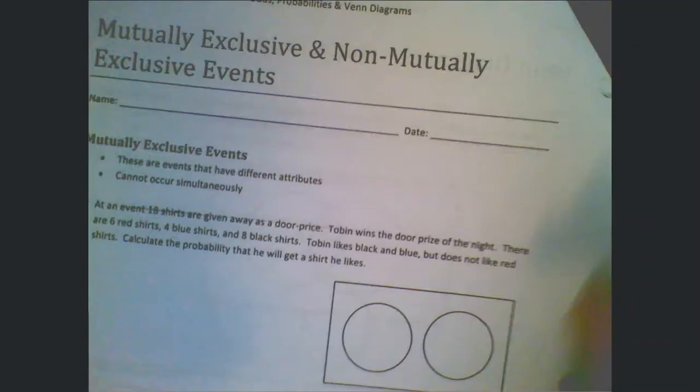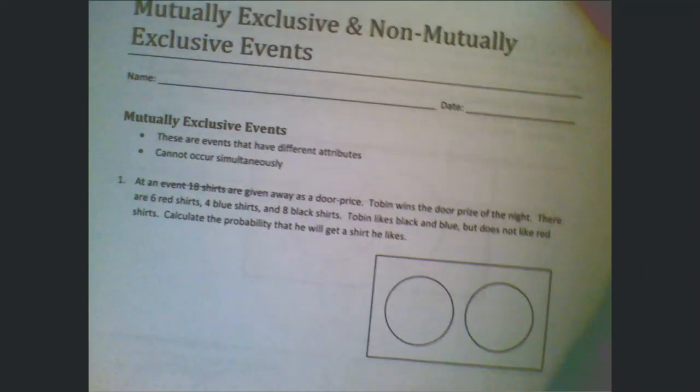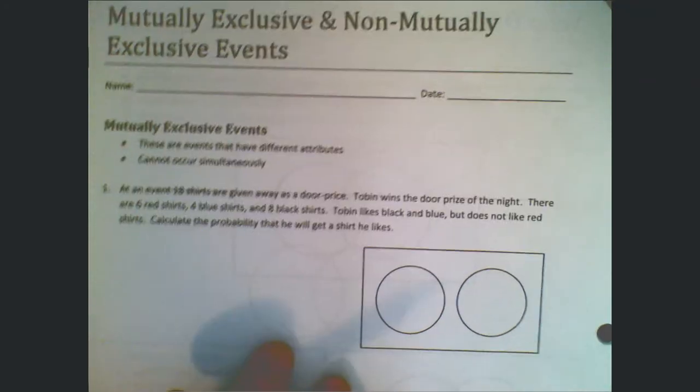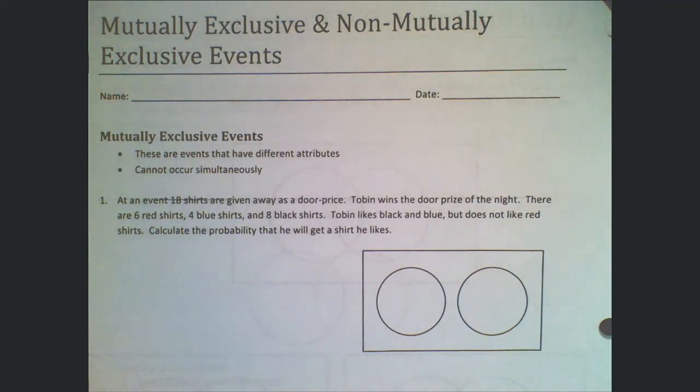So in your question sheet that you have, we're going to look at something called mutually exclusive and non-mutually exclusive events. These relate very nicely to disjoint sets and the overlap of sets. And we'll see how Venn diagrams can be used to help us solve some of these problems.